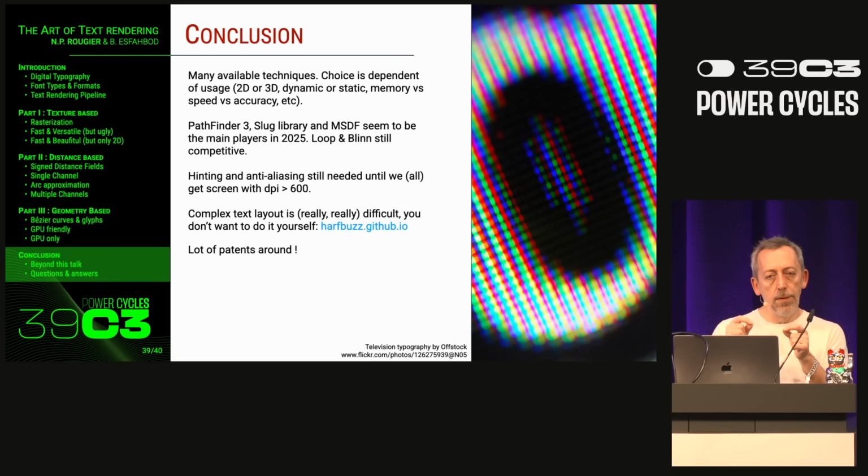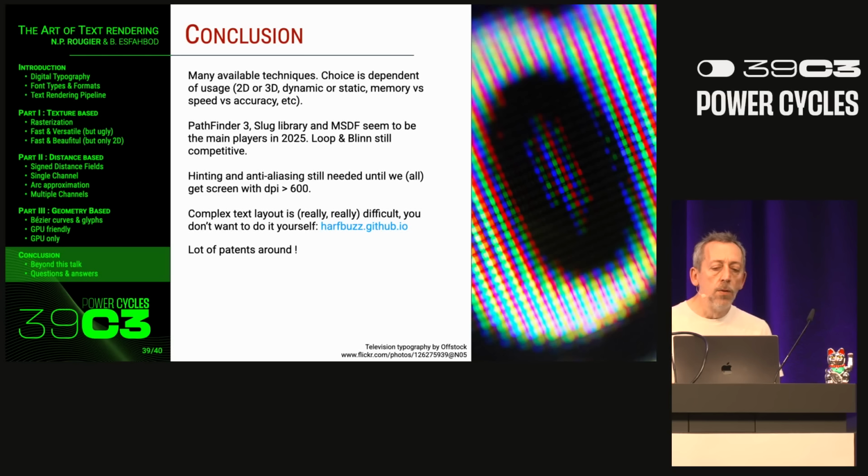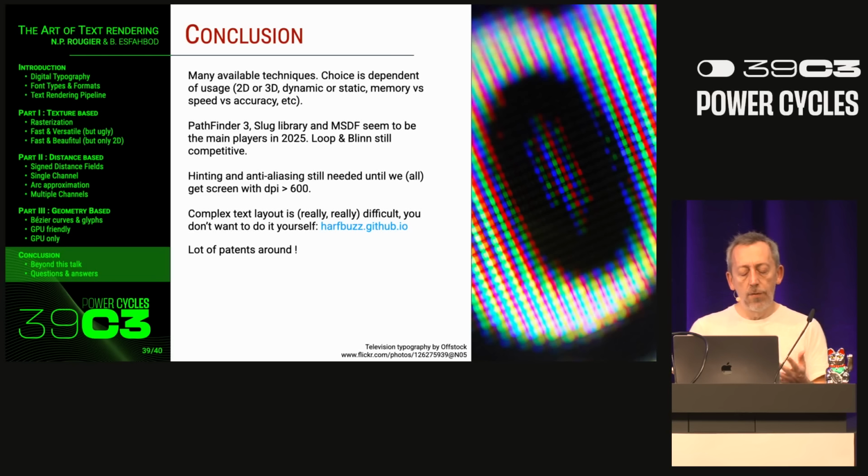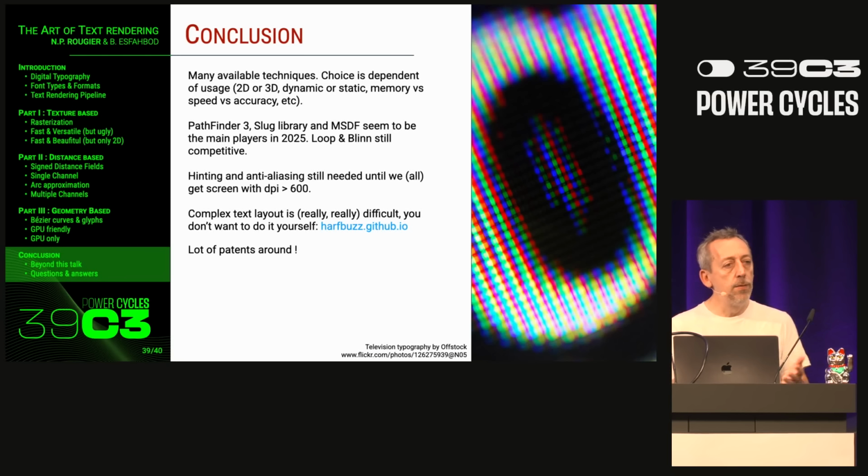Hinting, which is when you fit your text to the pixel grid, is still needed, because there are still some screens around with not-so-high DPI, and so you want to adapt for better rendering. And also anti-aliasing is still needed until we get DPI over 600 maybe. Well, we need to test it. And complex text layout, which is the shaping, is really difficult. You cannot really do it yourself. You have to use the HarfBuzz library if you want proper rendering of any language on the planet. And also one of the problems is that there are a lot of patents around. So depending on where you are on the planet, you don't care about software patents, or you care, and then you have to wait a few years.